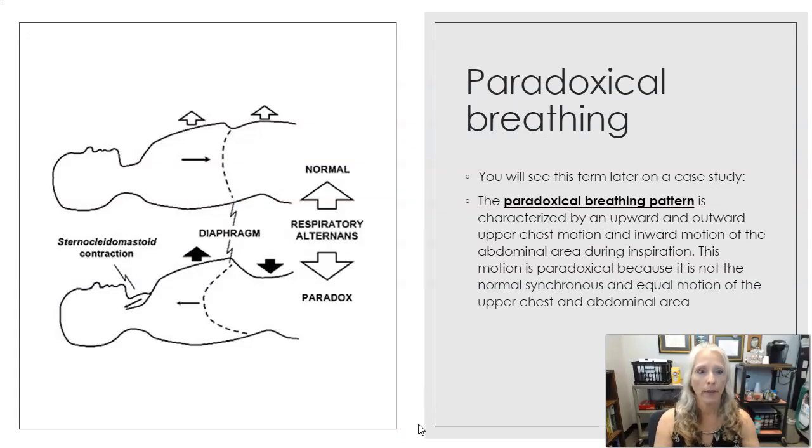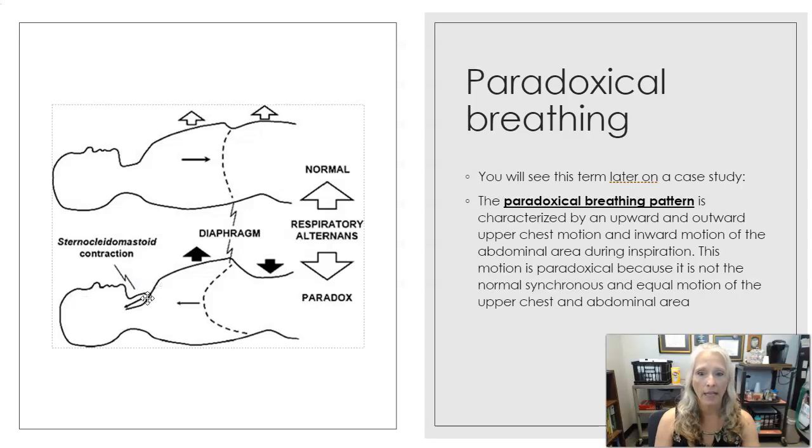Paradoxical breathing is breathing that you will see again later on in a case study that we'll look at. Paradoxical breathing is very, very abnormal, and it's where a patient will draw in their abdominal muscles, and you'll see an upward thrust of their abdomen when they're trying to take in a breath. So it's completely the opposite of what you would expect. Normally the diaphragm's supposed to descend and the abdomen is supposed to poke out when you take a deep breath. And it's opposite with this individual.